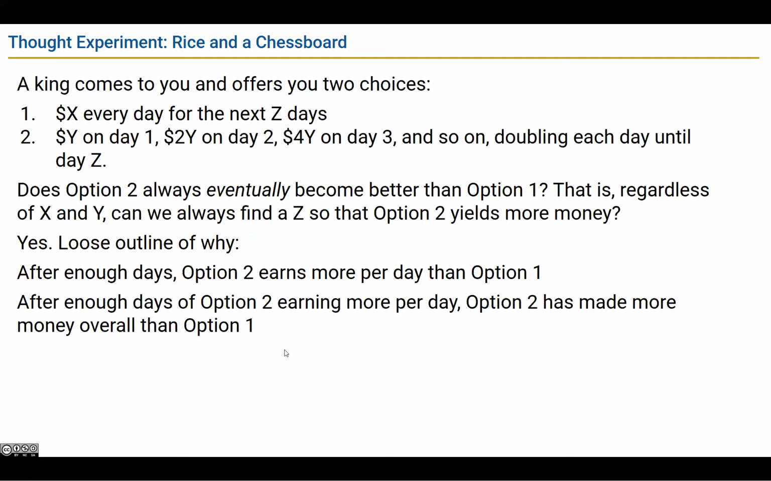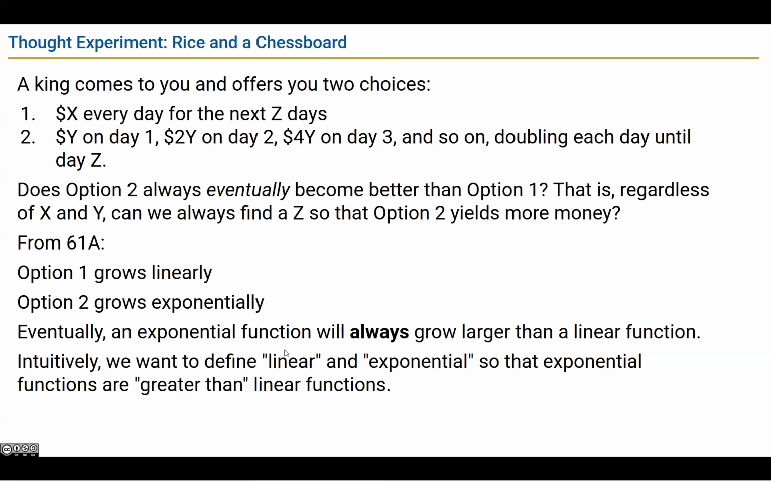Now, if you think about it from a 61A perspective, 61A discussed orders of growth in a rather nebulous manner. We said that option 1 would grow linearly, option 2 grows exponentially, and eventually anything exponential will always grow larger than anything linear. Now we need to define what we mean by this. Eventually the exponential function will always grow larger. And that's what we're discussing today. Intuitively, we want to be able to define linear and exponential in math terms so that an exponential function is greater than a linear function, in the sense that eventually it's going to grow bigger than a linear function, no matter what you start with.